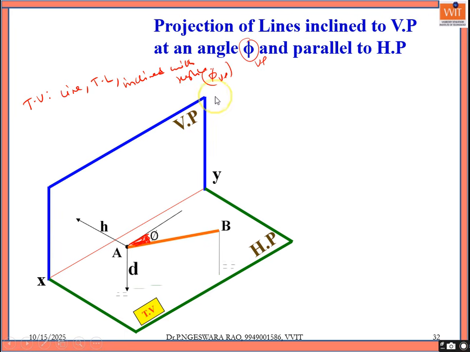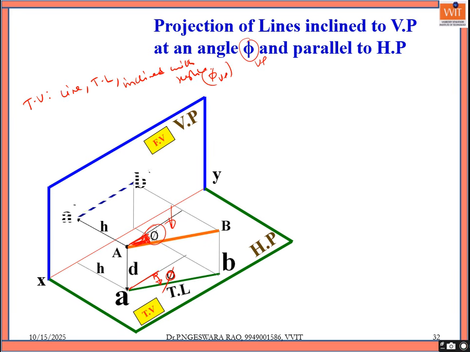So draw the top view first of all with the true length and the true angle with VP, because this angle we can see in the top view, whereas the angle with HP we can see in the front view. Hence draw the top view with the true length and true angle. Then automatically in the front view you get the image as a line, but with a reduced length, parallel to the XY line.